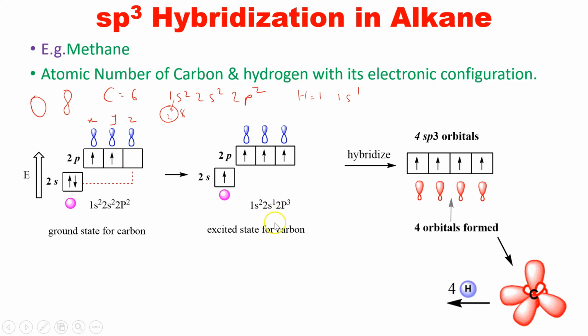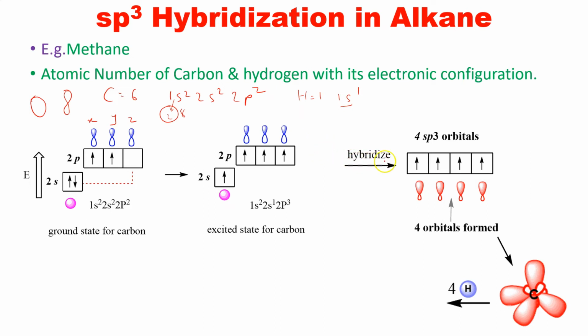Now as I was explaining, here there are 4 vacancies, and that is why the carbon has valency 4, and we need to fill 4 electrons in that. And from where will the 4 electrons come? They will come from hydrogen. As I have explained over here, the electronic configuration of hydrogen is 1s1.